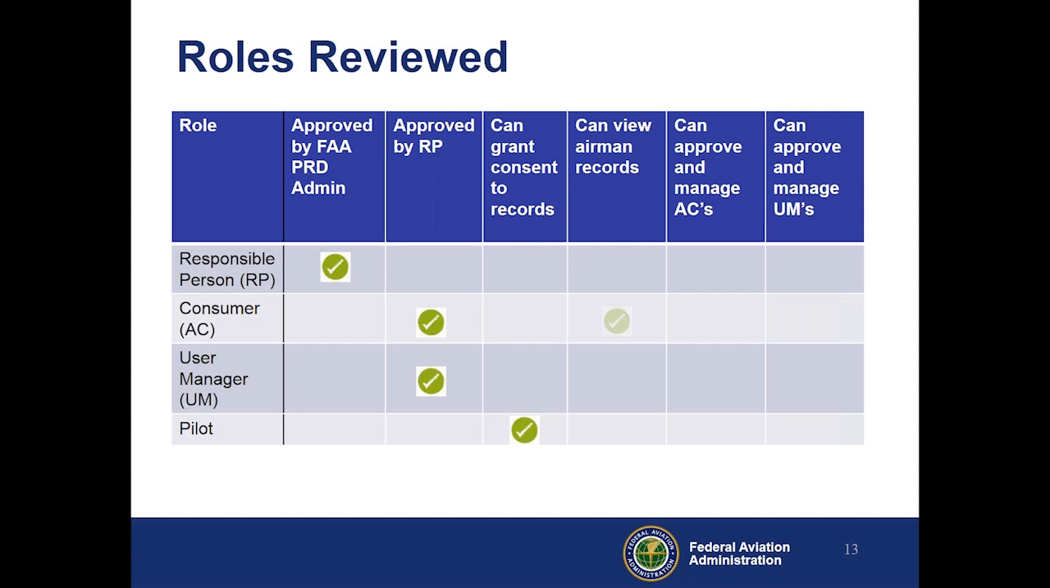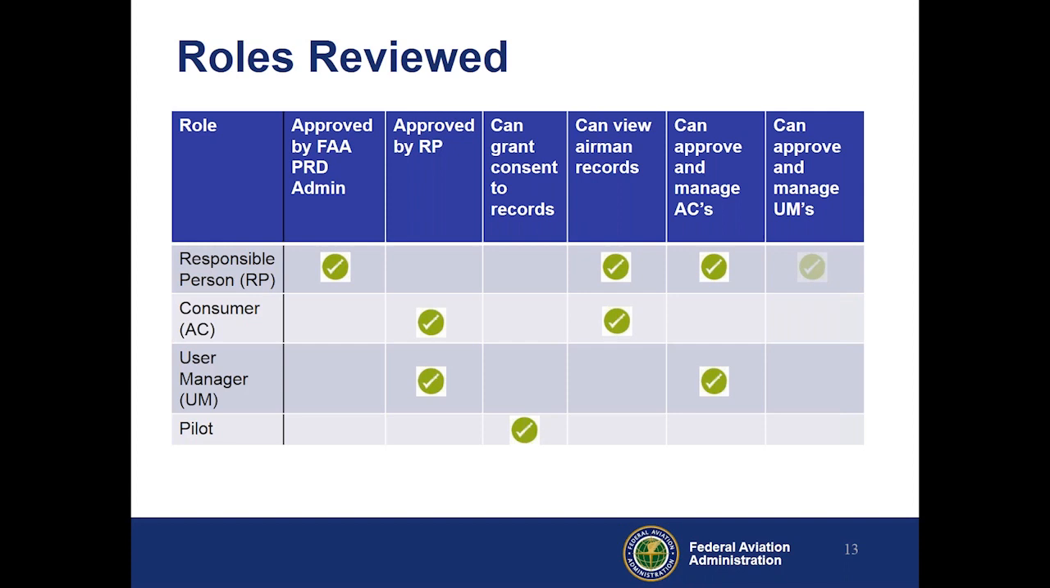So the next question, which of these roles can view airman records, can actually search and pull up the records? Well, it's the consumer role, right? That's the only one that can do that. Now, I do hesitantly put a check mark by a responsible person, but that's only because if you're a responsible person, you are also a consumer. You have both roles automatically. Okay. Next question is, who can approve and manage authorized consumers? Well, that's going to be the responsible person for a company. They can manage those approvals. And a user manager can also do that as well.